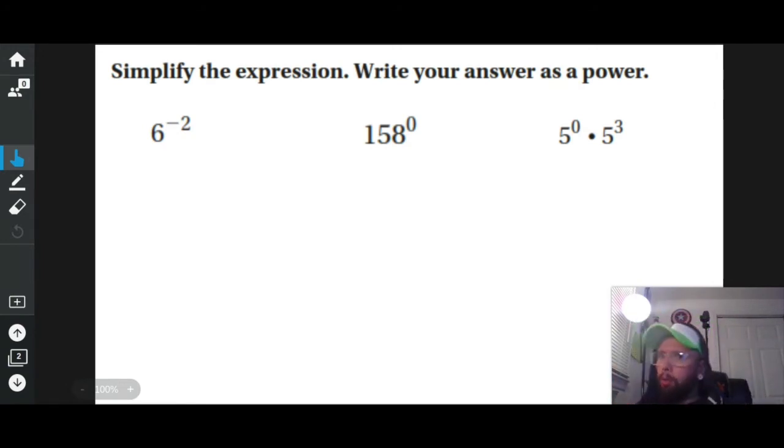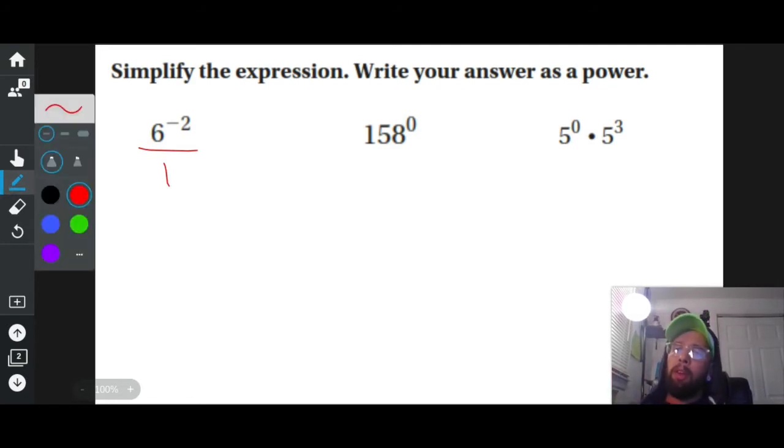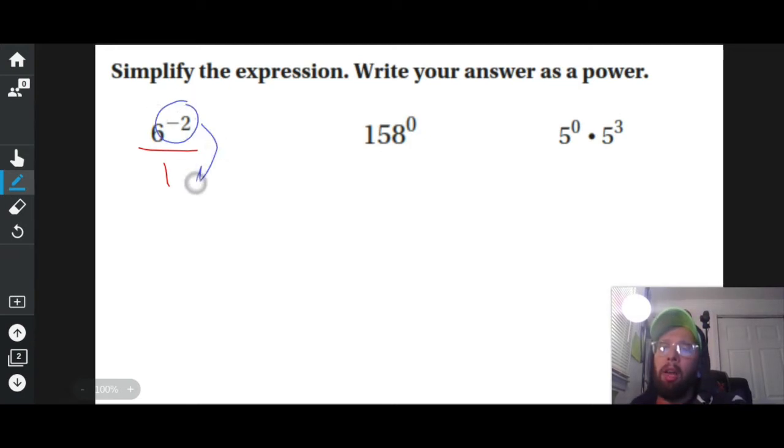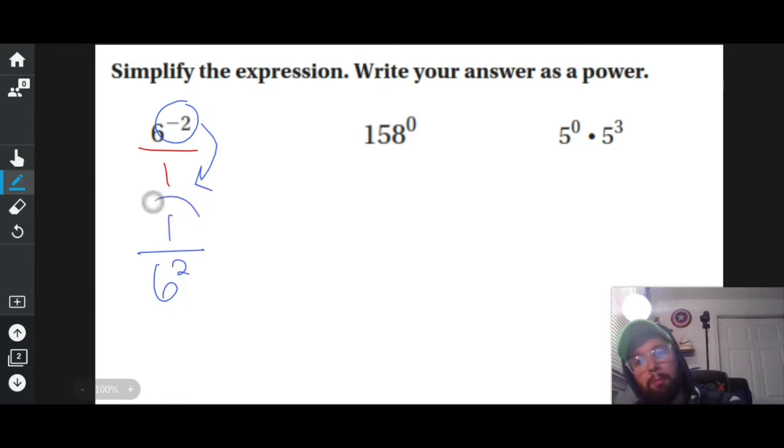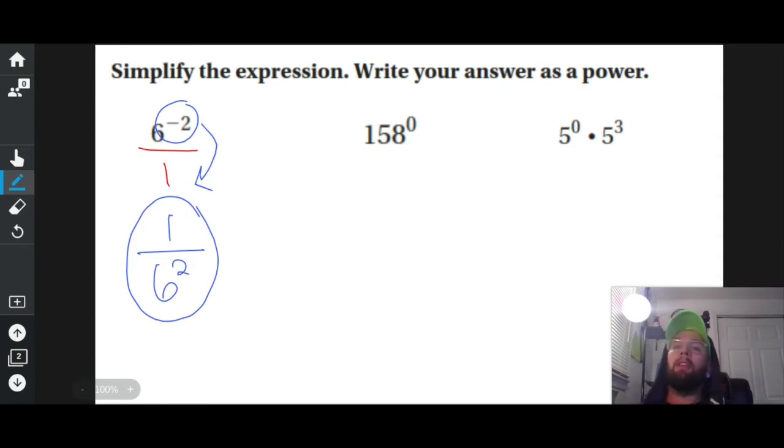There is no fraction bar, so how can I move it to the other side of the fraction bar? Oh, I know. I'll make a fraction bar and put it over 1. Whenever you have a negative exponent, you move whatever the negative exponent is attached to the other side of the fraction bar and make it positive. So 6 to the negative 2 goes downstairs and becomes 6 to the positive 2. And since I have nothing left upstairs, I'm going to keep a 1 there. That's what I do with negative exponents.